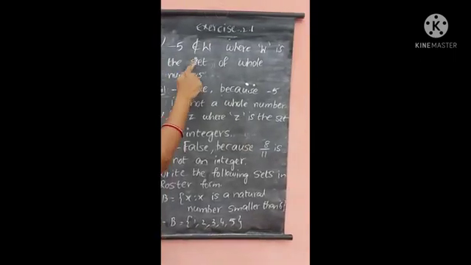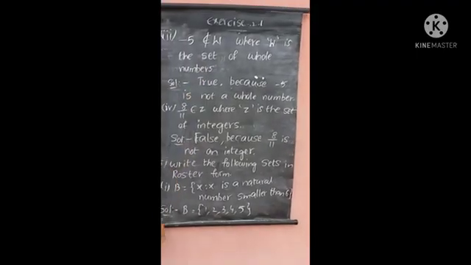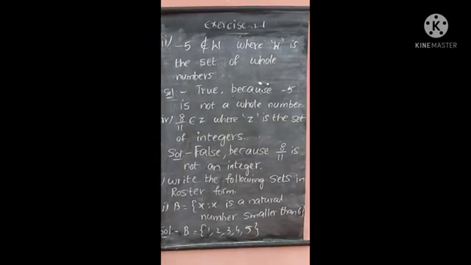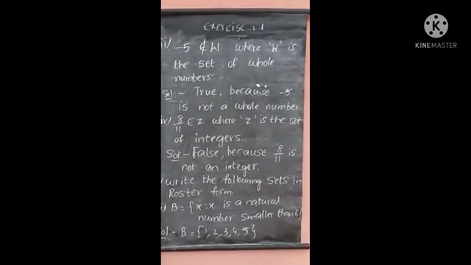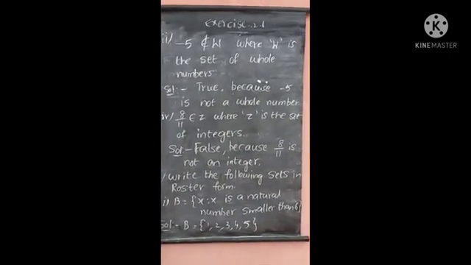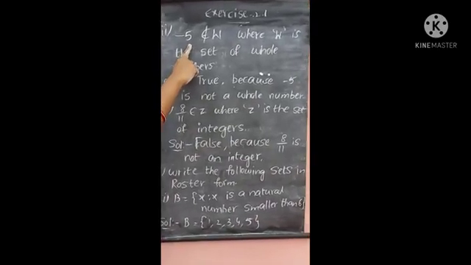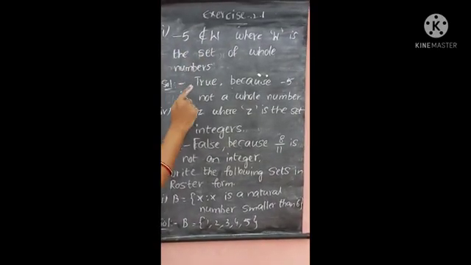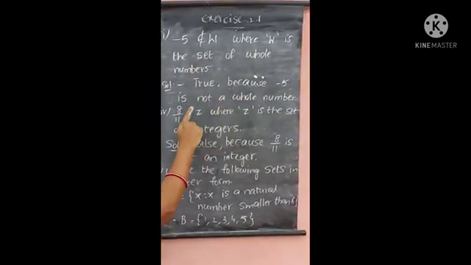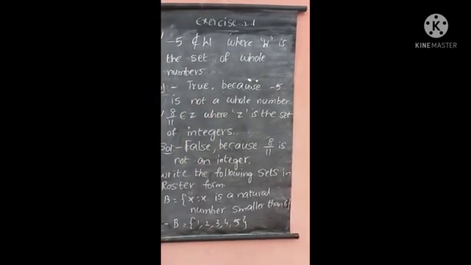Third one, minus 5 does not belong to W, where W is the set of whole numbers. What are the whole numbers? The numbers starting from 0, 1, 2, 3, 4 and so on. Those are all whole numbers, already we know. Will minus 5 be there in that or not? Minus 5 is an integer. So it does not belong to whole numbers. So the given statement is true because minus 5 is not a whole number.